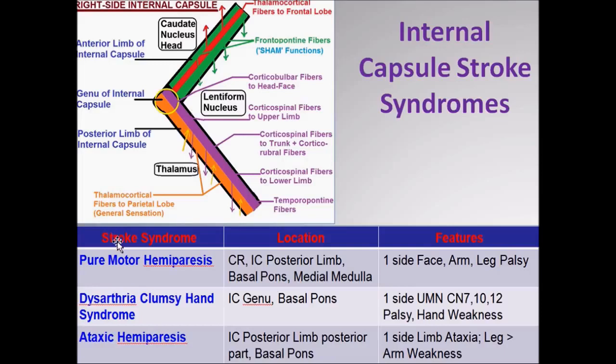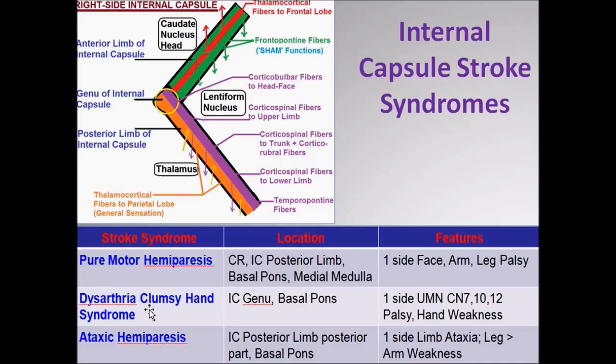involving the internal capsule. We have something called pure motor stroke or pure motor hemiparesis, where the location of lesion can either be in the corona radiata, which I had shown earlier, it can be in the internal capsule, or it can be in the basilar part of the pons, or it can be the medial medulla. All of them produce opposite side face, arm, and leg paralysis, pure motor. Then we have another syndrome. Mind you, this is just a few of them. There are some 20-25 different lacunar stroke syndromes described.